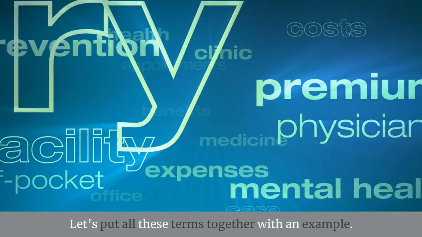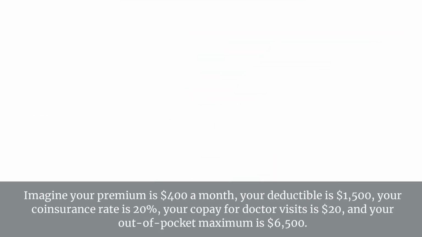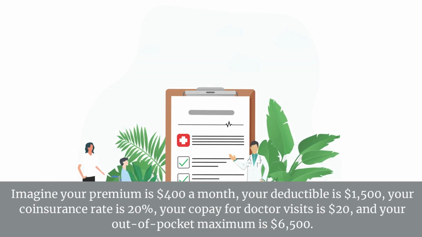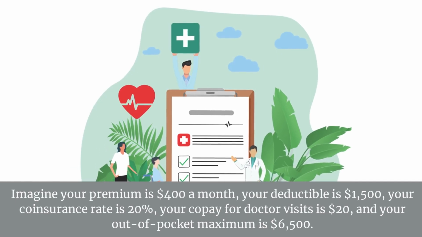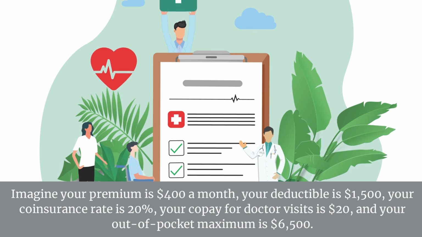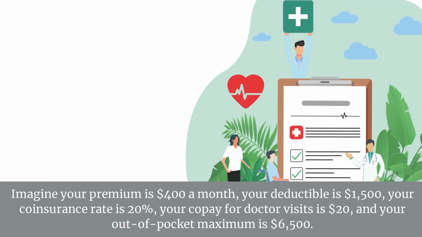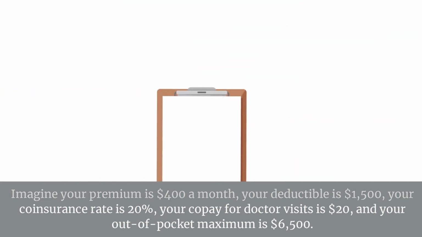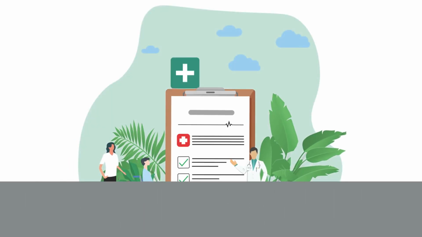Let's put all these terms together with an example. Imagine your premium is $400 a month. Your deductible is $1,500. Your coinsurance rate is 20%. Your copay for doctor visits is $20. And your out-of-pocket maximum is $6,500.